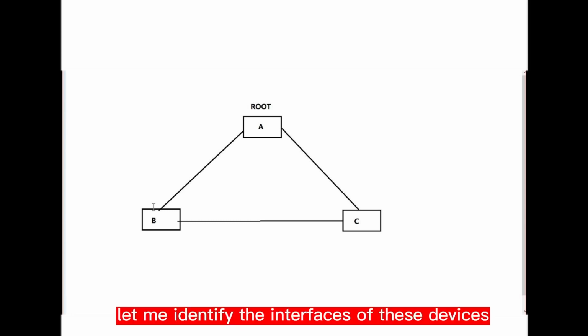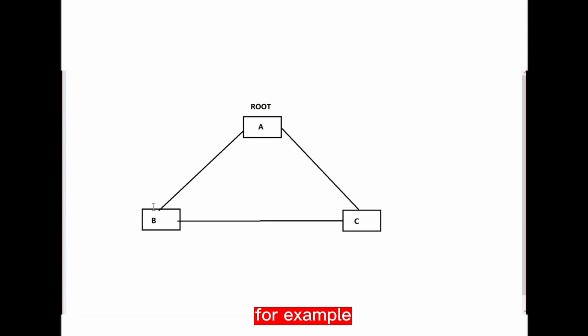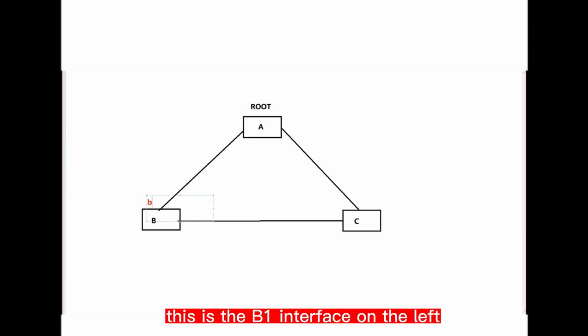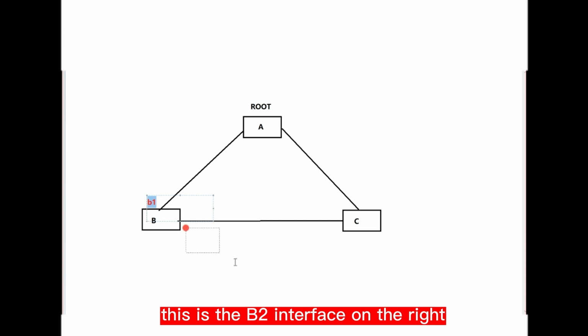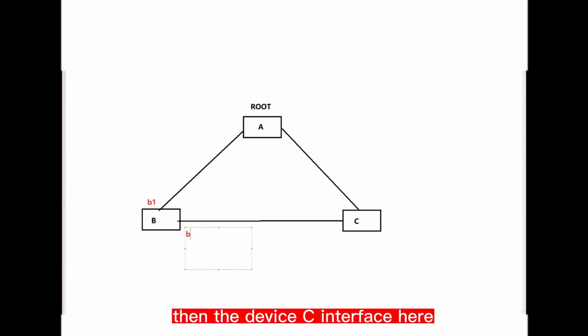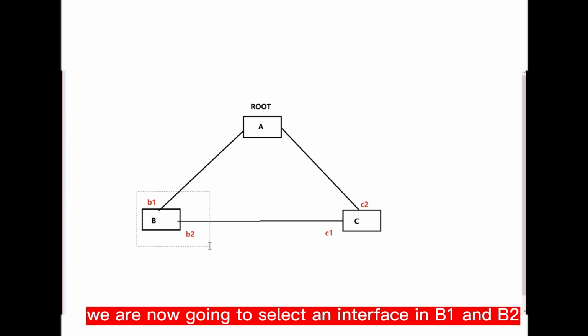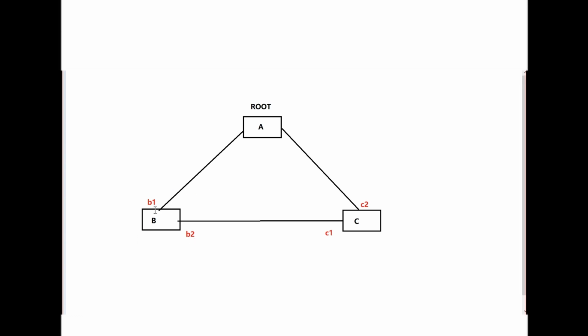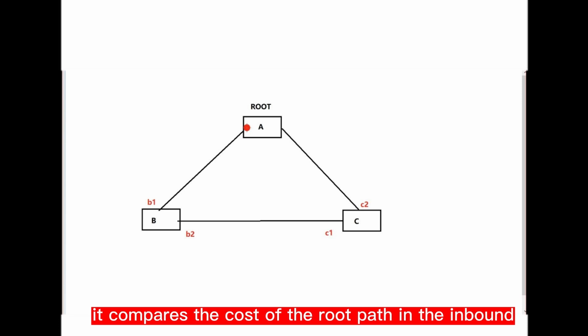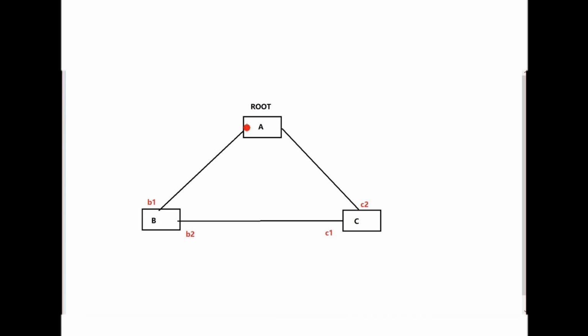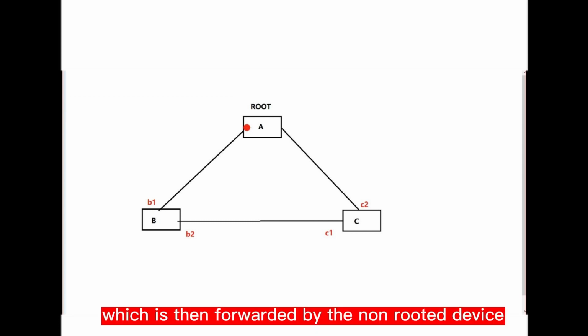Let me identify the interfaces of these devices. For example, this is the B1 interface on the left. This is the B2 interface on the right. Then the device C interface here. This is the C1 interface. This is the C2 interface. We are now going to select an interface in B1 and B2. Become a root port on device B. When we compare, in fact, it compares the cost of the root path in the inbound direction. The root will send messages to the outside world, which is then forwarded by the non-rooted device.